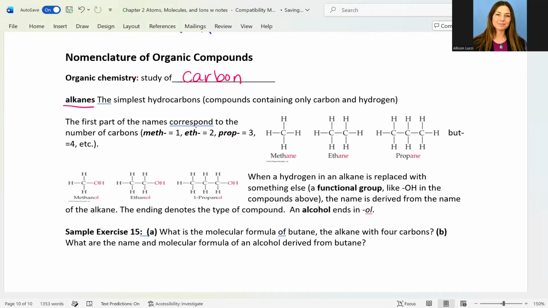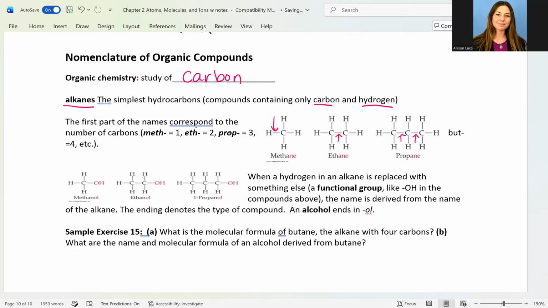So alkanes, these are described as the simplest hydrocarbons, when we have carbon and hydrogen only, and we have all single bonds. So any carbon-hydrogen connection will be only a single bond every time we form a molecule. But when we have carbon-carbon bonds, those are also going to only be single bonds in an alkane.